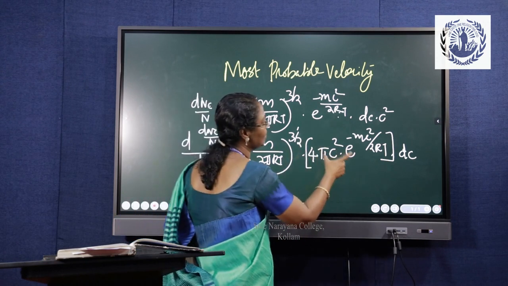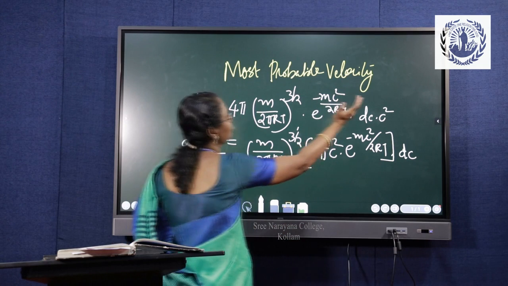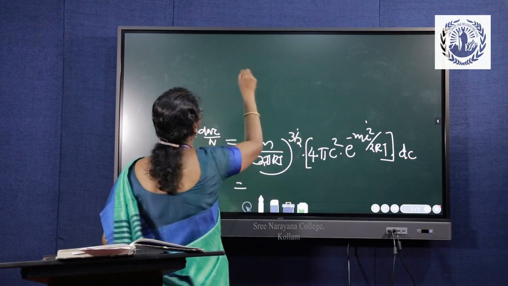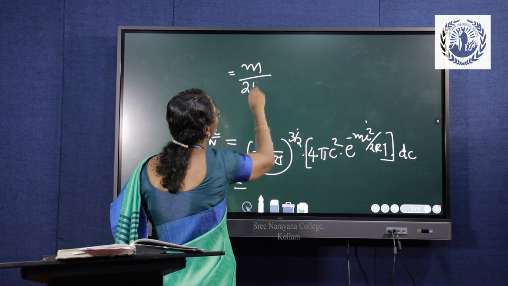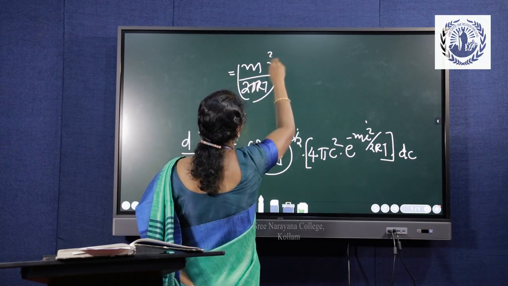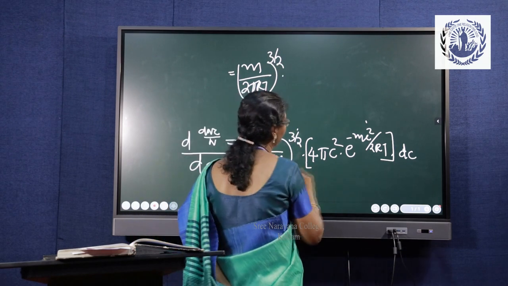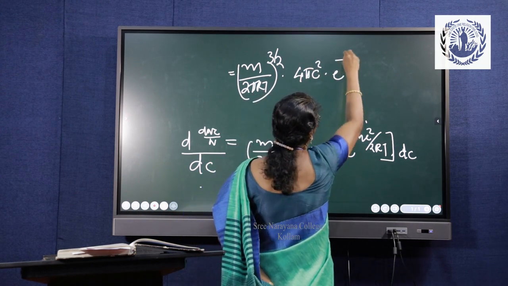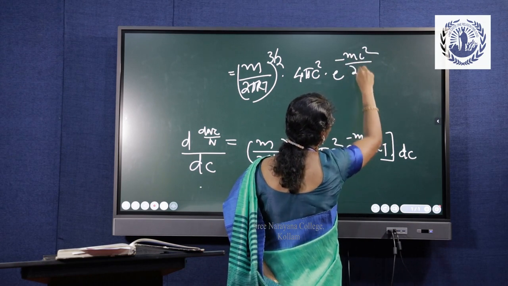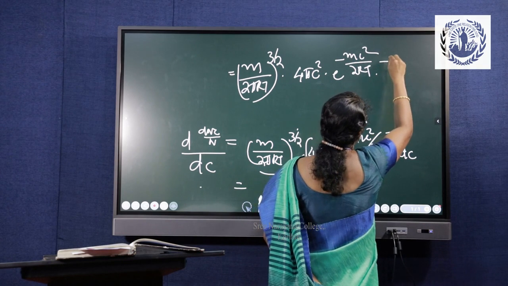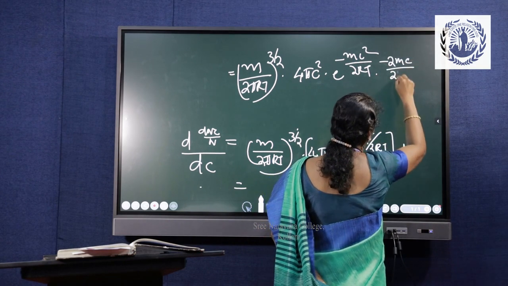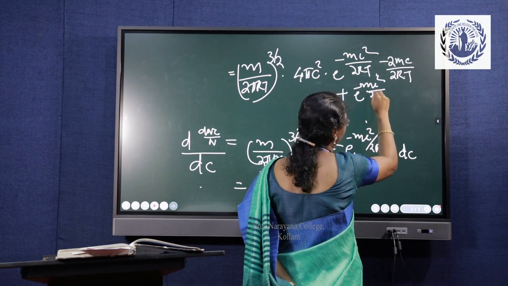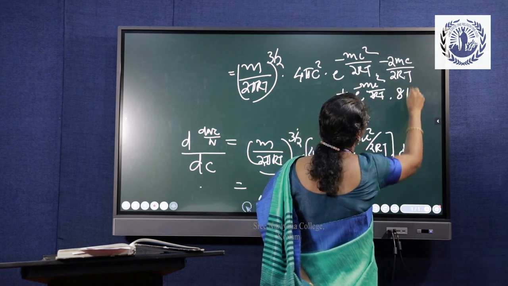Here we are differentiating this term using the product rule, and we can write that (m divided by 2 pi RT) whole raised to 3 by 2 into, using product rule, we can differentiate this as 4 pi c square into e raised to minus mc square by 2 RT into minus 2 mc by 2 RT plus e raised to minus mc square by 2 RT into 8 pi c.